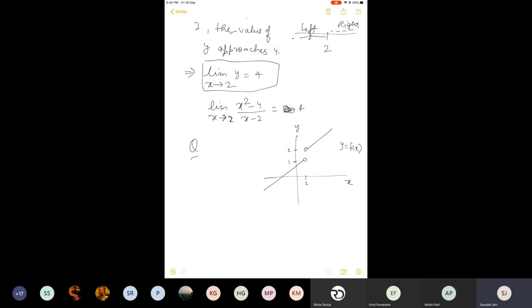I have a question for you. Can anyone tell me, by studying the graph, when I will be approaching x equal to 2, what will be the value of y towards which this function is approaching? I'm repeating the question. If I approach x equal to 2 from the right side, what will be the approaching value of y? Can you see it from the diagram and tell me?